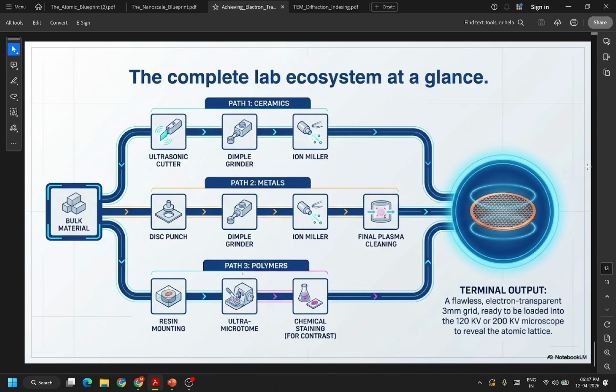So the complete ecosystem at a glance. So you have bulk material. For ceramics, you will do ultrasonic cutter, then dimple grinder, then ion miller. For metals, you will use disk punch, then dimple grinder, ion miller, and finally plasma cleaning. For polymers, you will do first resin mounting, then ultramicrotome, then chemical staining for contrast.